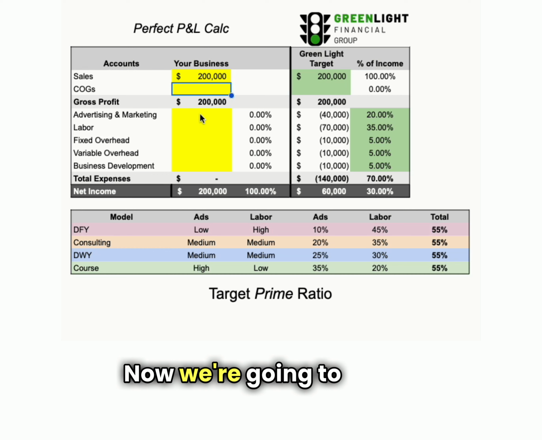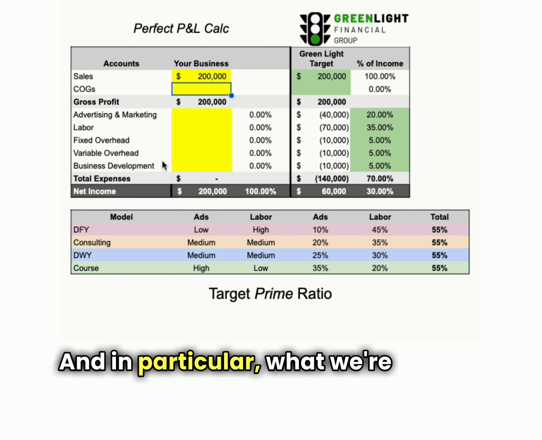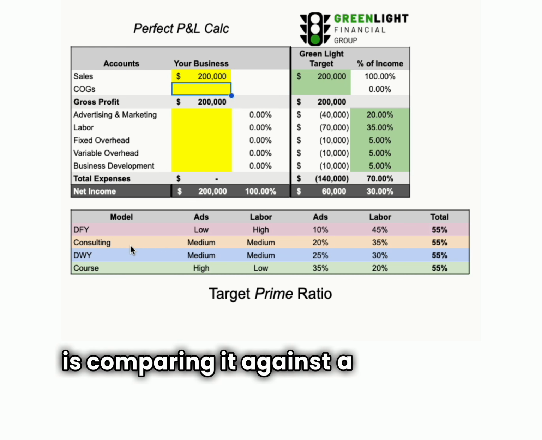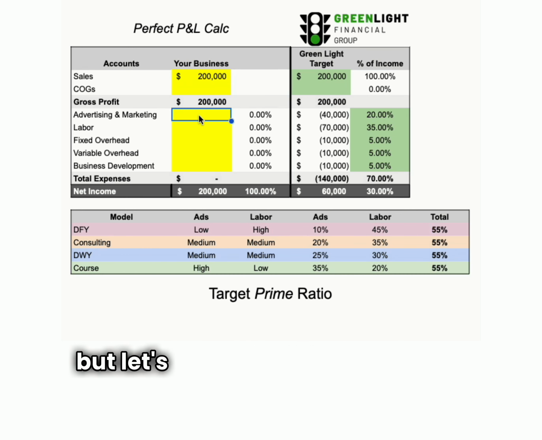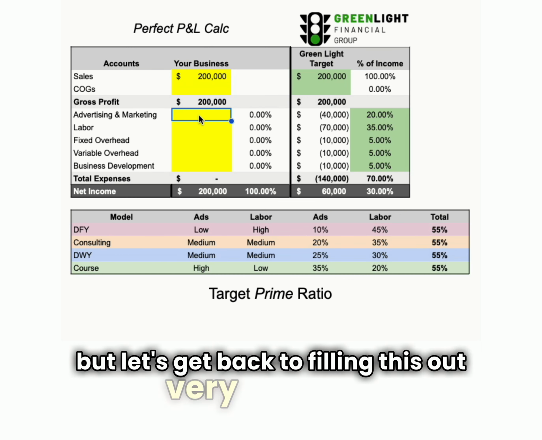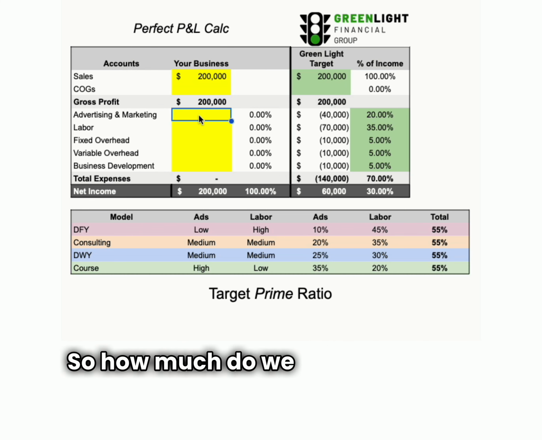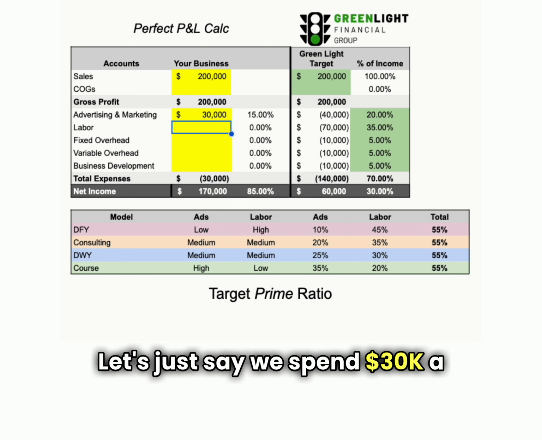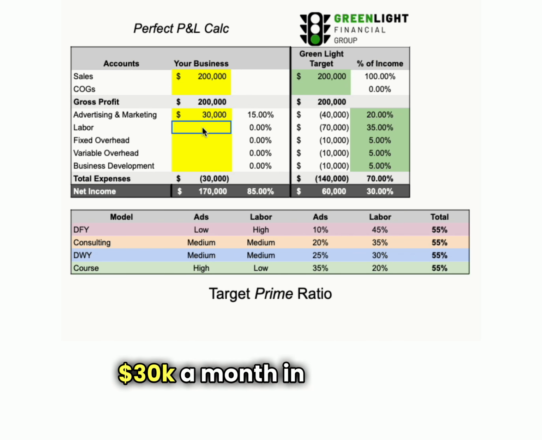Now, we're going to fill out each one of these items here. In particular, what we're looking at is comparing it against a consulting company. I'll get into that a little bit further, but let's get back to filling this out quickly. Advertising and marketing is our ad spend. So how much do we spend monthly on ad spend? Let's just say we spend 30K a month. Cool. So again, we have 200K in revenue, 30K a month in ad spend.